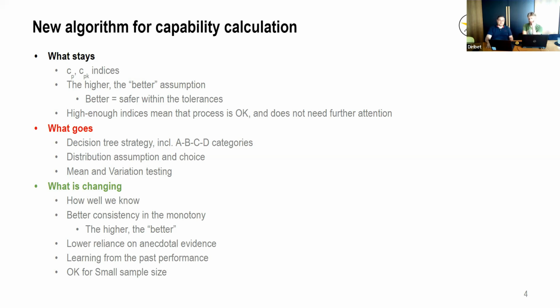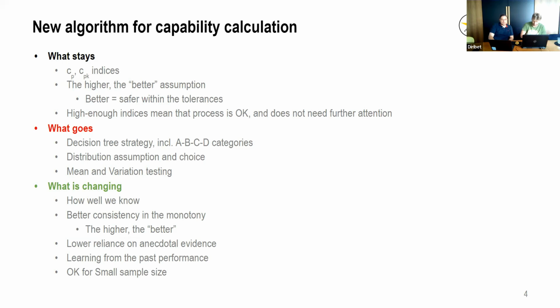The higher it is, the less we have to care about the process, because it is good enough, and we have time for the main problems. So that stays. But what goes? What goes?